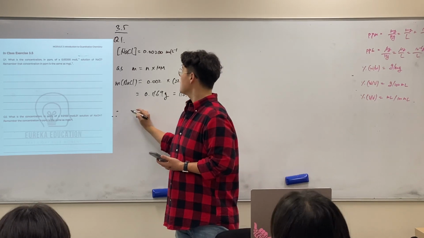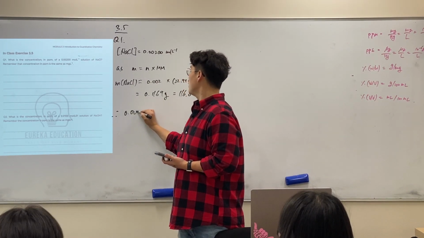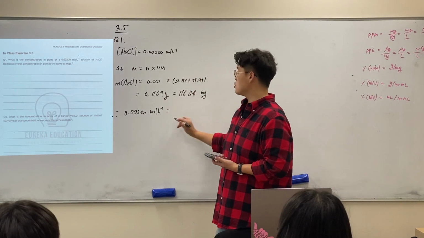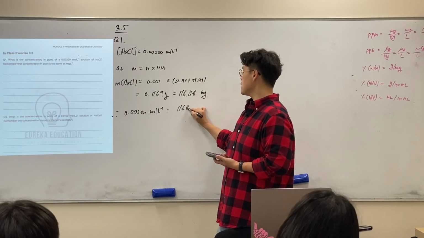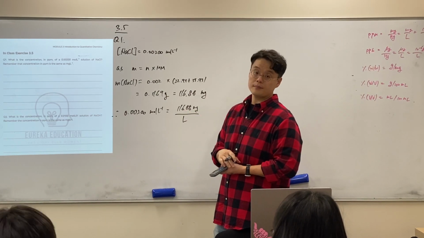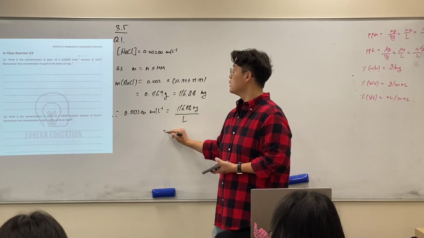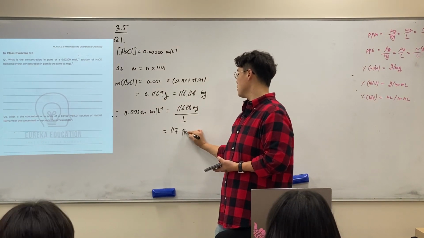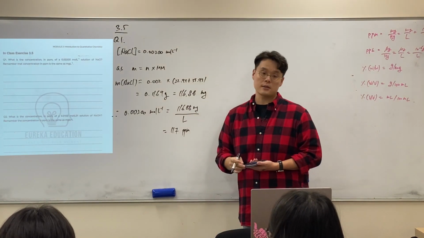Therefore, 0.00200 mole per liter is equivalent to 116.88 milligrams per liter as well. In the given sig figs we have 3, so that's fixed to 117 ppm in that case.